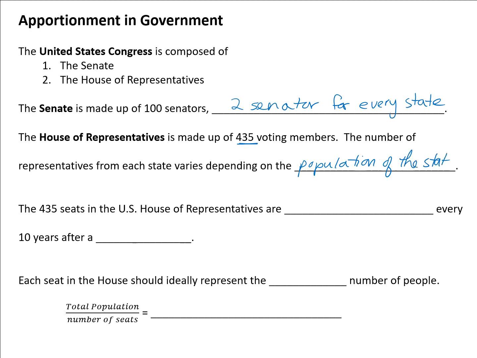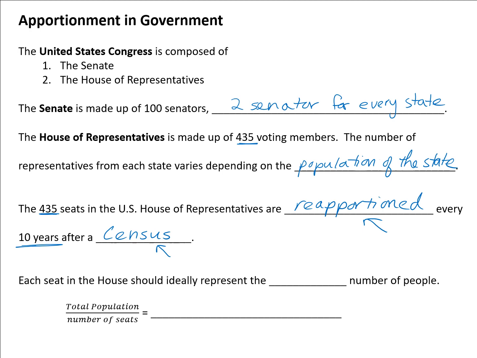So what that means is that a state with a larger population gets more voting members in the U.S. House of Representatives than a state with a smaller population. These 435 seats in the U.S. House of Representatives are reapportioned, so redistributed, every 10 years after a census. Because what a census does is it looks at the population within the United States. And so you'll get a count of how many people are in each state, and you can reapportion, based on that population, the seats in Congress. So this happens every 10 years after a census.